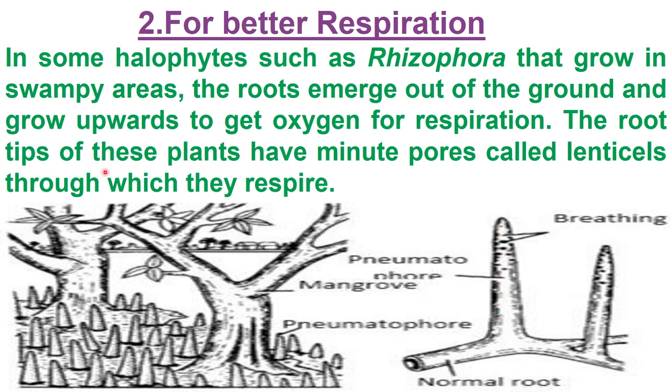So the root tips of these plants have minute pores. And how will these roots capture the oxygen from the air? Because these have minute pores, and these minute pores are called lenticels. As lenticels are present in the stem for respiration, these roots also have lenticels through which they respire, okay. Here you can see this upward structure. This is a root growing upward, okay, and these are pores present on this root for breathing, and this upward root is called a pneumatophore.